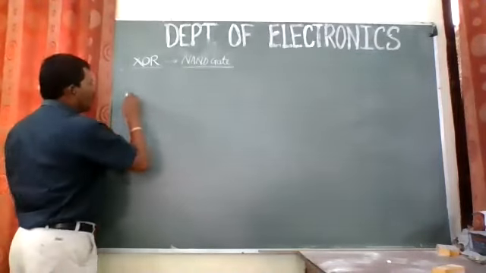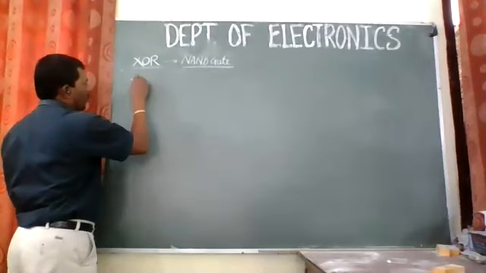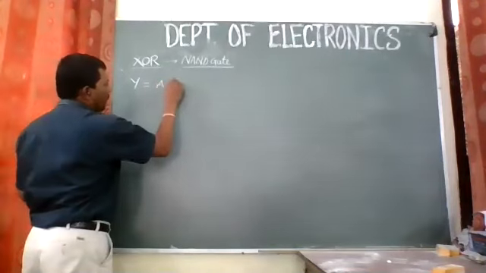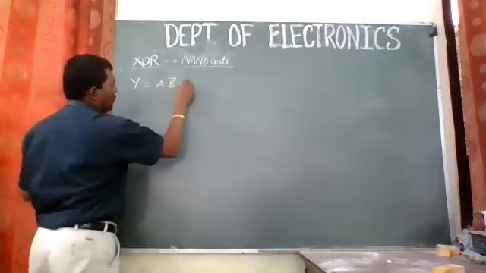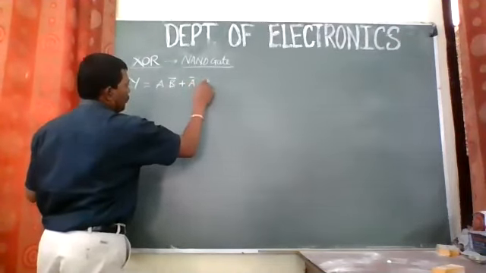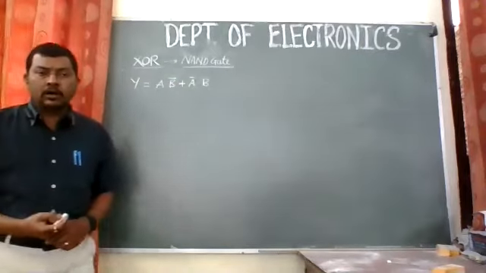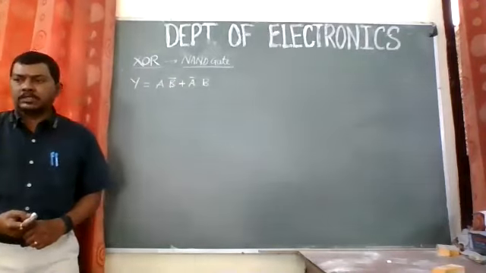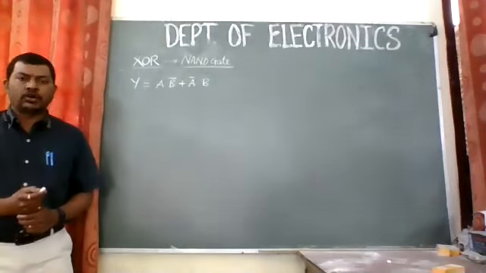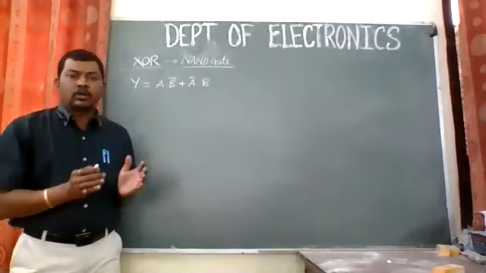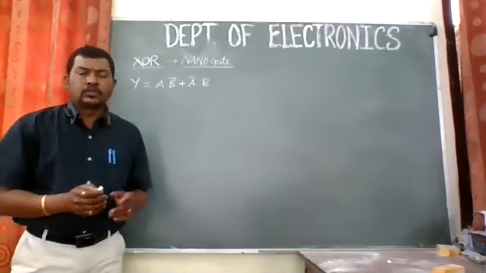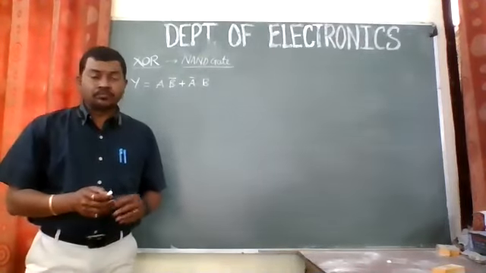So the XOR gate. Now the equation was somewhat like this. If you have two variables a and b, then y equal to a dot b bar plus a bar dot b. So this is the equation for the XOR gate, and today we are going to convert or simplify this equation in the form of NAND and NOR. Right. So let us begin with that.